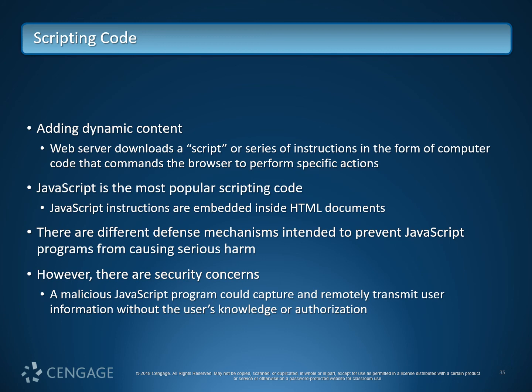JavaScript will be attached in the form of a script, sometimes called an applet, that will be embedded inside the HTML document. Now, there are different defense mechanisms that are intended to prevent JavaScript from causing serious harm. For instance, JavaScript cannot access any local files through the browser. Java can, but not JavaScript. There are some concerns, however, because while JavaScript is running, any information that's going through the browser or being typed in a way that could be captured by the browser could be remotely transmitted to an attacker. So that means that things could be surveilled or sniffed much more easily.